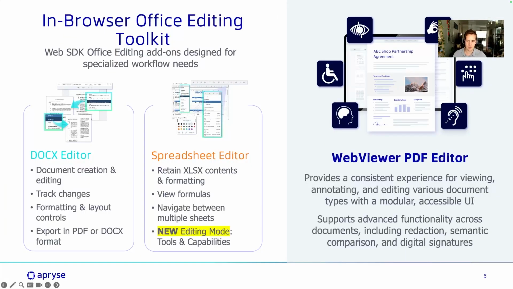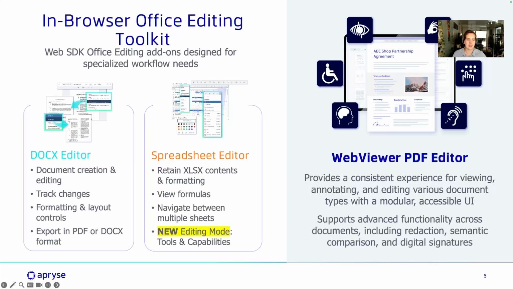Let's break it down into these three components here. So we'll start with WebViewer on the right-hand side. WebViewer is the backbone of the Web SDK, and it's going to provide a very consistent viewing and somewhat editing experience across various document types, including PDFs, images, even Microsoft Office files, CAD files, and advanced image files. And it's going to have all of those advanced PDF editing capabilities, such as redaction, digital signatures, form filling, text editing, image editing. We even have comparison, so you can look at semantic comparison between two versions of the same document.